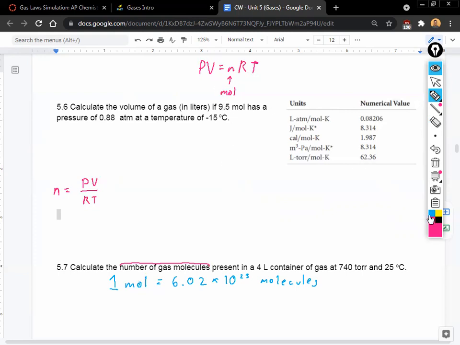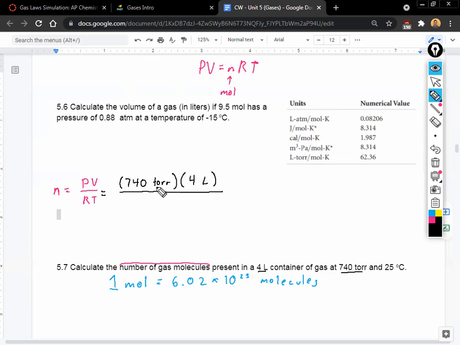Now, I'm going to start by plugging in my numbers based on what I'm given. If we take a look at this problem, what is our value for pressure? Yeah, 740 torr. That's another way we measure pressure. So 740 torr. Now let's look at volume. Volume's pretty easy. It's right there, 4 liters. And then we're going to divide that by R, so we have to pick our R value.